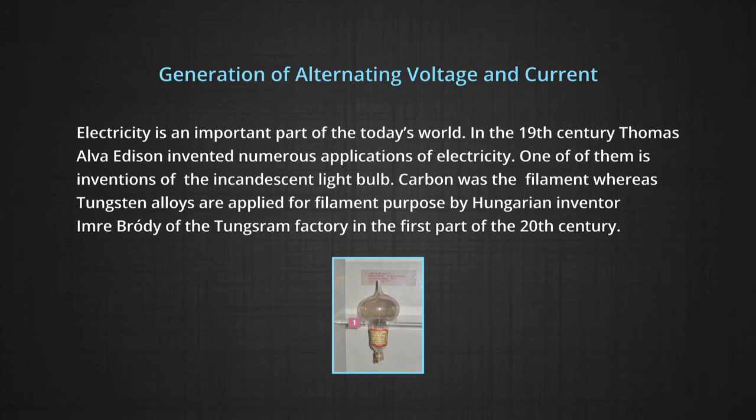Electricity is an important part of today's world. In the 19th century, Thomas Alva Edison invented numerous applications of electricity. One of them is the invention of the incandescent light bulb. Carbon was the filament, whereas alloys such as tungsten were applied as the filament, proposed by Hungarian inventor Imre Bródy in the first part of the 20th century.